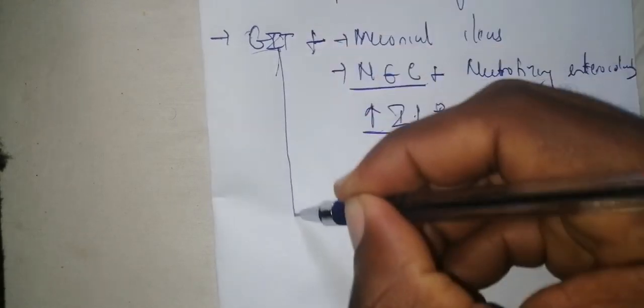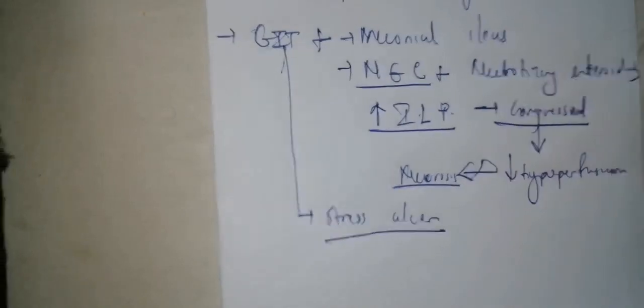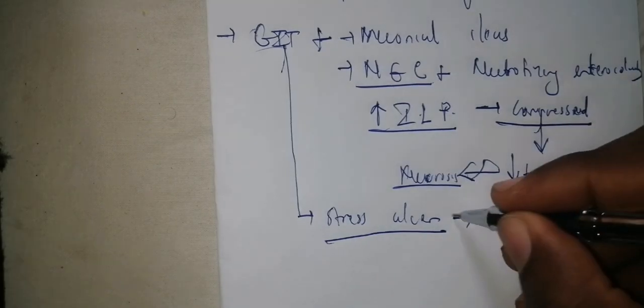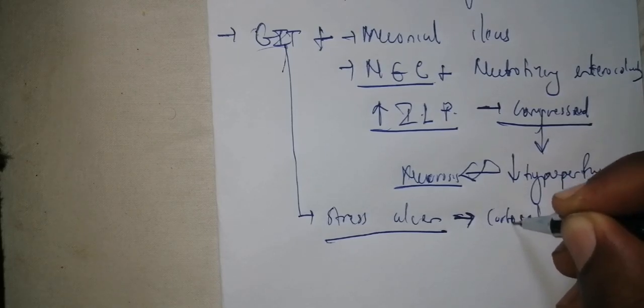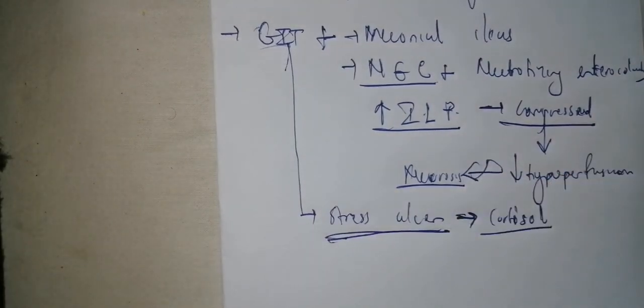Now, the next pathology in the GI tract is going to be the stress ulcer. Is it clear? Stress ulcer occurs mostly when you have instances of stress. Is it clear? And when you have instances of stress, it's going to result in cortisol release, corticosteroid release. Is it clear? And that corticosteroid release is what is going to result in reduced prostaglandin, which is involved with mucus formation at the level of the stomach.